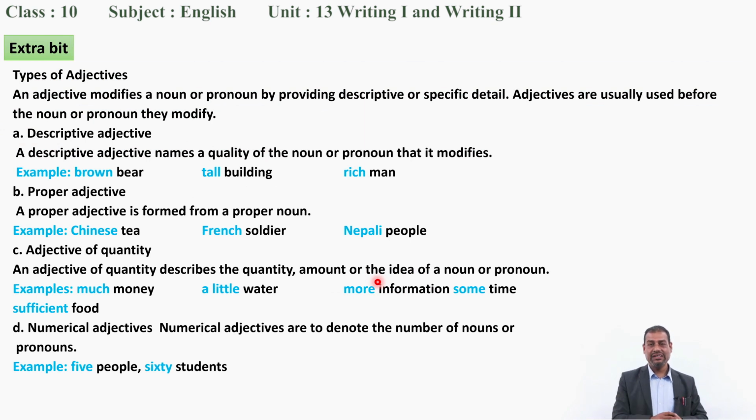Then please go to extra bit given at the end of the unit. So here you can find different types of adjectives. Now I just like to discuss only what is adjective. See, an adjective modifies a noun or pronoun by providing descriptive or specific detail. Adjectives are usually used before the noun or pronoun they modify. For example, brown bear, tall building, rich man. See, these words written with blue ink are adjectives. So very clearly given in this section in your textbook. Please read them and practice them in your free time. Okay? Have you got me?